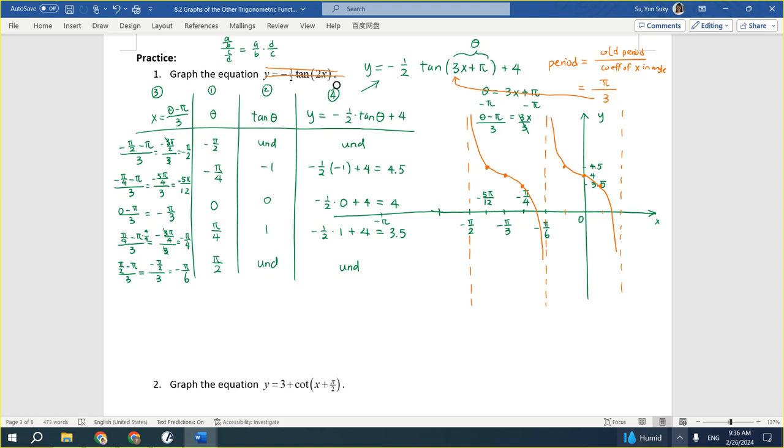Now, I want you, every time you see my notes, to change your notes. Here I put theta. Theta is exactly what I want you to know.